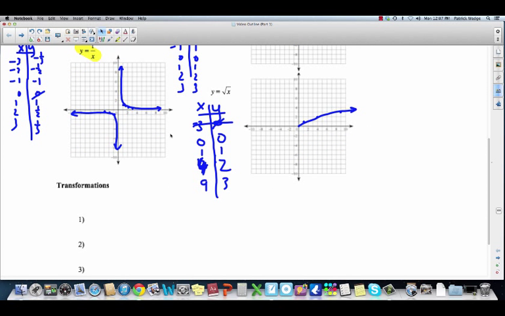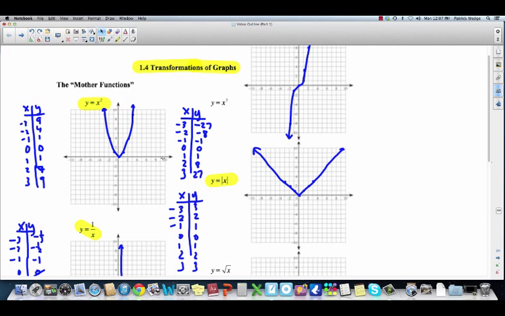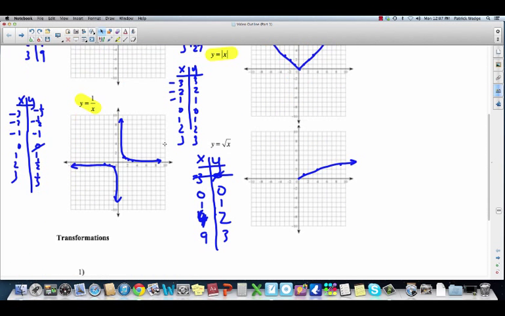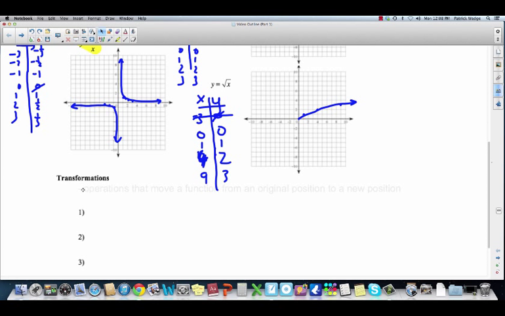Okay, so as I said, the reason that we have to learn these mother functions is that now what we're going to do is transform them to get all sorts of other graphs. Transformations are, I suppose, operations that move a function from an original position to a new position. So we're going to take these mother functions and we're going to move them. How can we move them, or how can we change them? We can do 3 things.